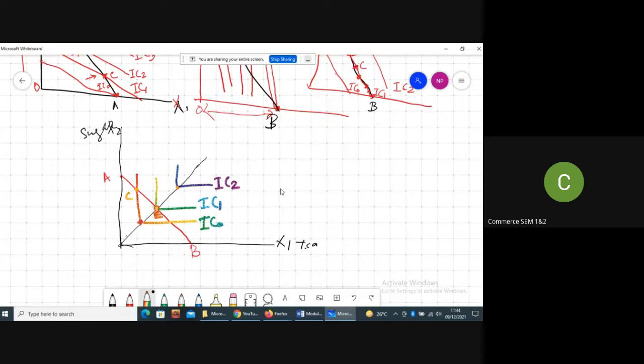So point E will be the equilibrium point where the consumer will purchase this amount of X1 and this amount of X2, X2 star and X1 star. Okay.